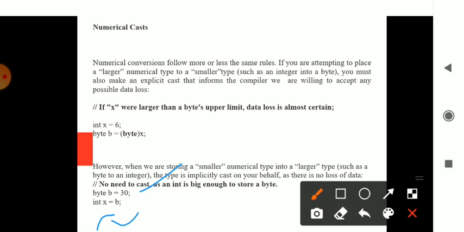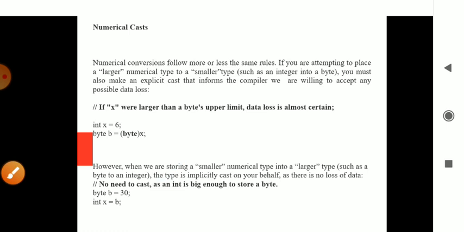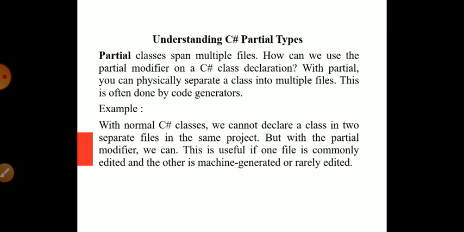You can put a smaller one into a bigger one, but into a smaller one you cannot put a bigger one. That is the concept of numerical casting. Okay, this is an example which we have learned.